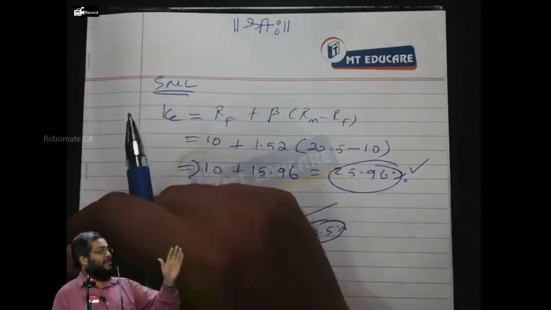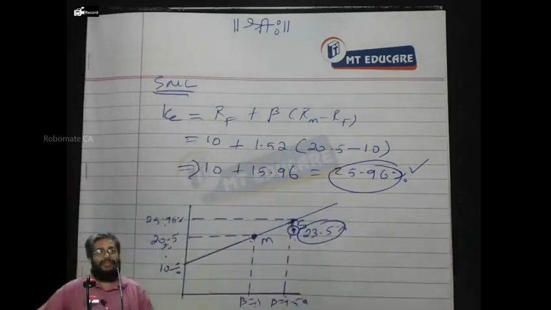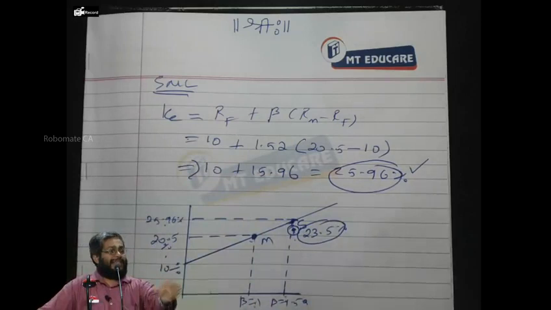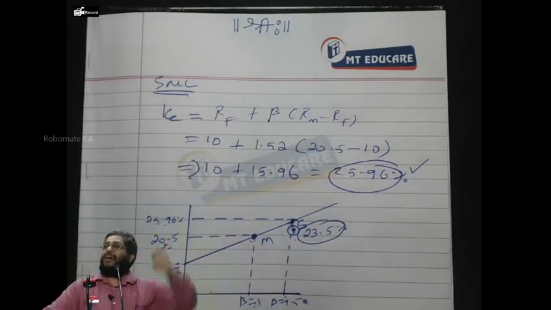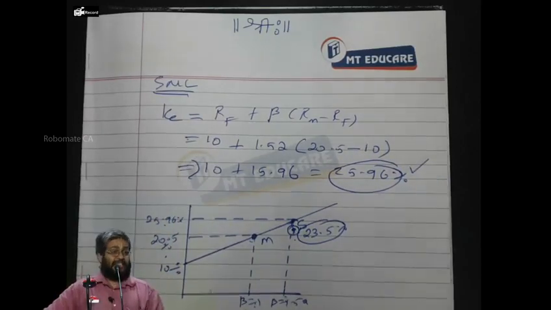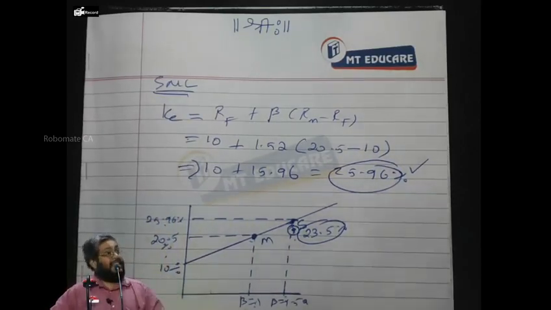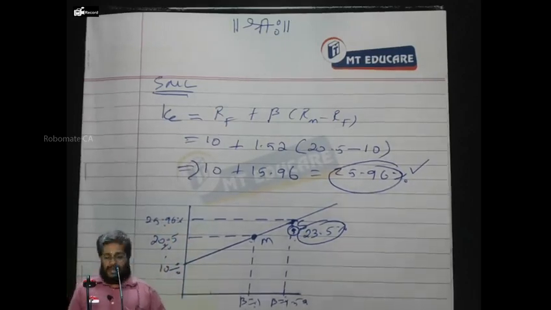Tell me, when the RBI cuts the interest rate, what about the share market prices? RBI slashes interest rate, 0.25% cut, rate cut, they say. When RBI reduces the interest rate, do share prices increase or decrease? Increase. When the RBI increases the interest rate, the share price decreases.